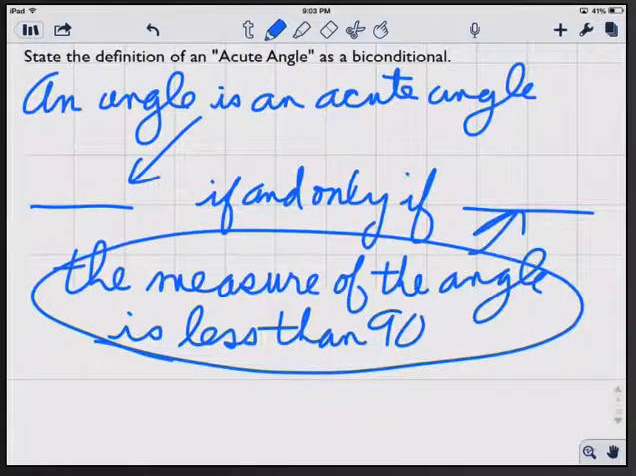So a biconditional sentence would be an angle is an acute angle if and only if the measure of the angle is less than 90.